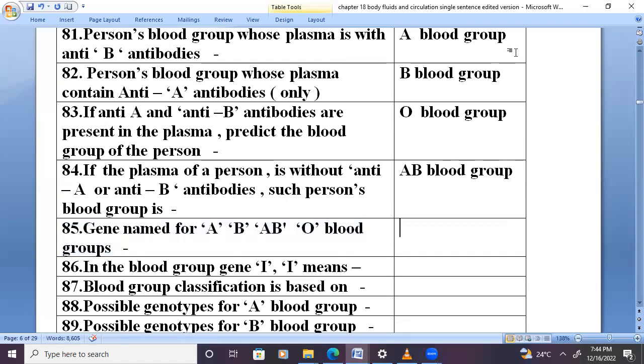The gene named for the ABO blood group is isoagglutinogen. The blood group gene name is I.